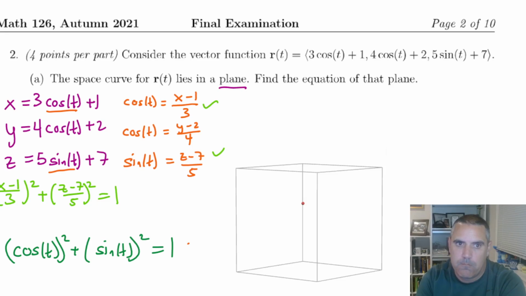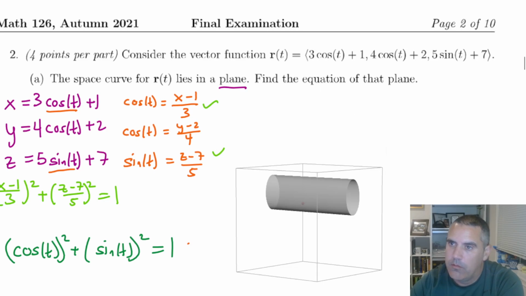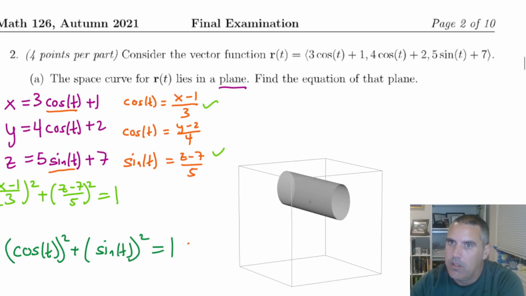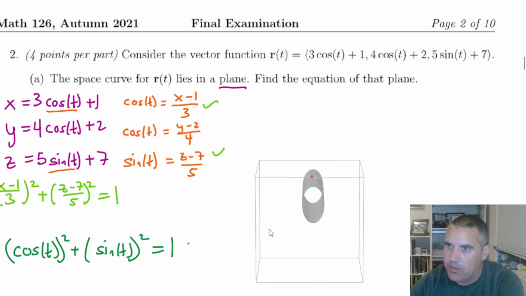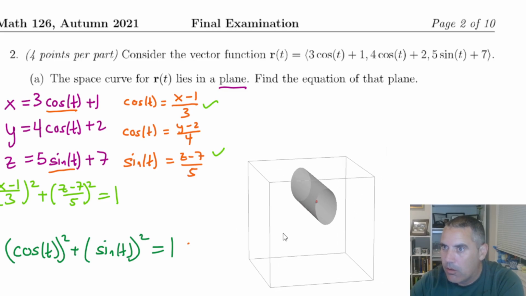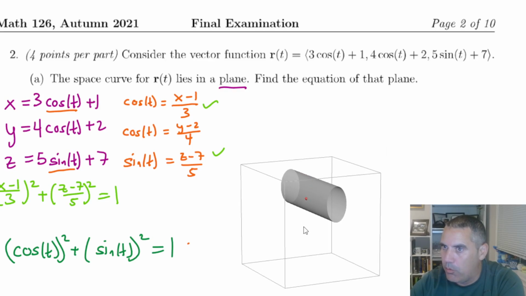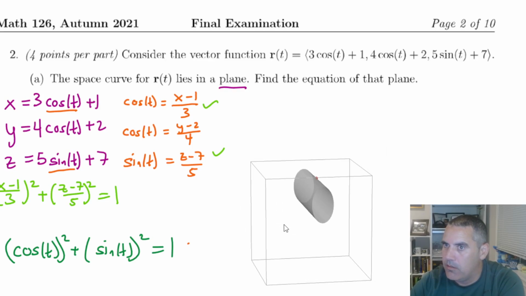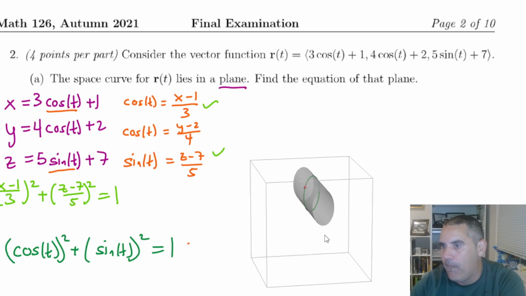Those two together, that's actually an elliptical cylinder. Let's take a look. Here it is. That cylinder. So the object is moving around that cylinder. It doesn't mean that the motion and the cylinder are the same. It just means that every point on the curve is on that cylinder. In fact, the curve looks like this if I trace it out. All right, that's kind of cool. But the question did not ask for a cylinder, it asked for a plane. So it is true that it's on that surface.